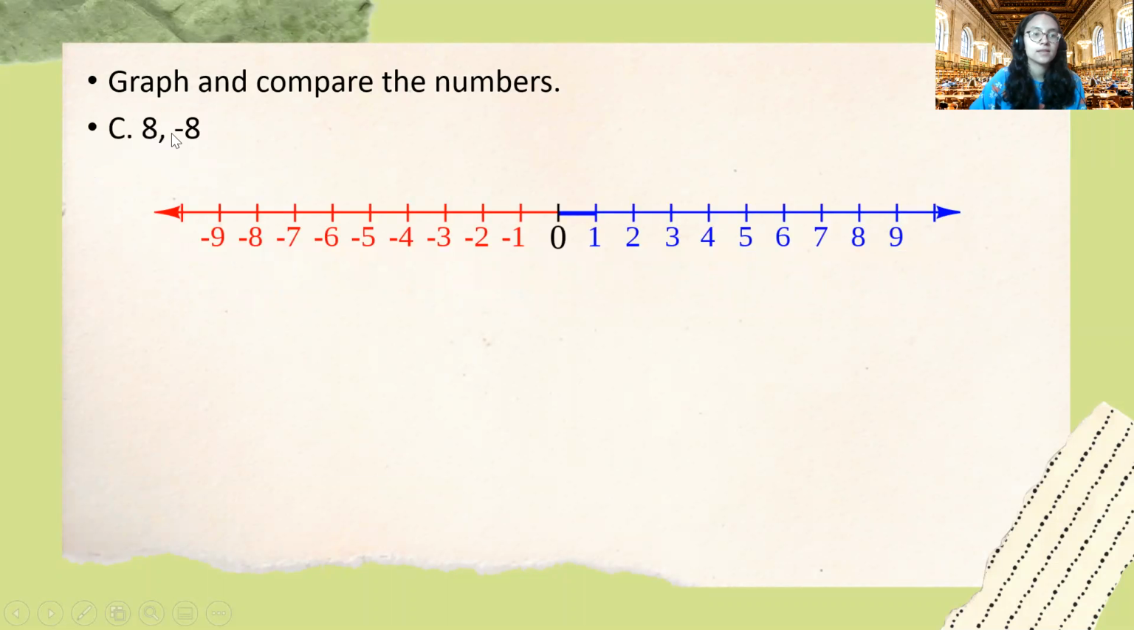We have 8 and -8. So we're going to graph them first. I'm going to graph +8 first, and it'll be to the right of 0. -8 will be to the left of 0, and here it is. So this was our first part. We graphed it, and now we're going to compare.